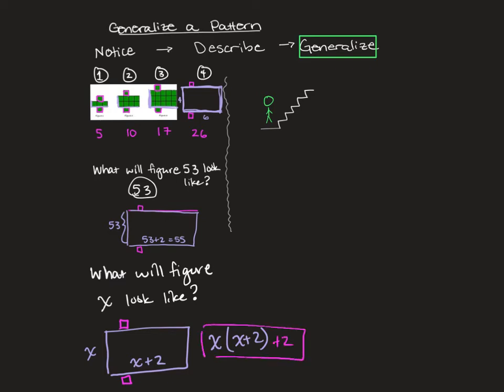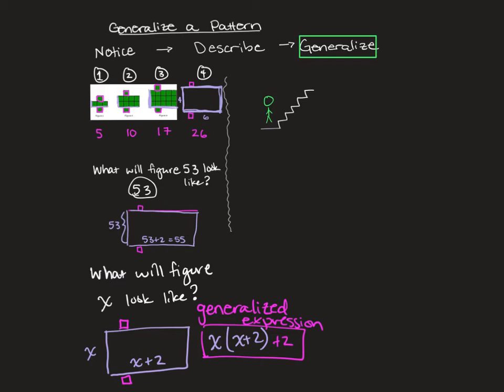This right here is a generalized expression. And that's really the goal, is that I can use something concrete to help me get to a general one. So now if I want to know figure 4,000, I could just plug in 4,000 for x, 4,000 plus 2 in the end, and I would know exactly how many there were.